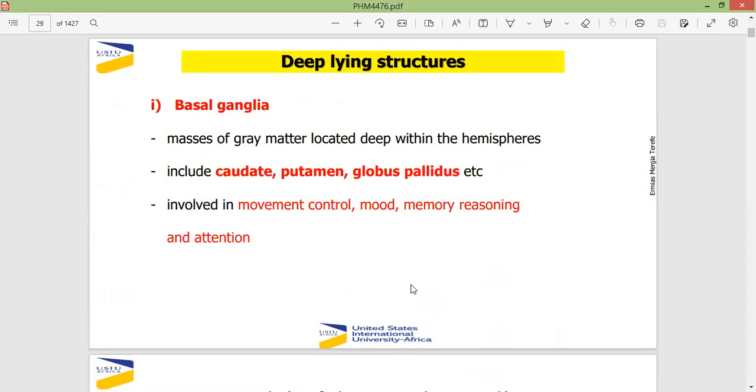Now, looking at the deep-lying structures, we've looked at the surface structures more. If you removed someone's skull, we've looked at what you will find there, the various lobes and the cortex. Now, looking at the deep-lying structures of the brain, we have the basal ganglia. Someone say something about the basal ganglia. There's a disease in which we'll be mentioning the basal ganglia a lot. So, basal ganglia. What do you know about the basal ganglia?